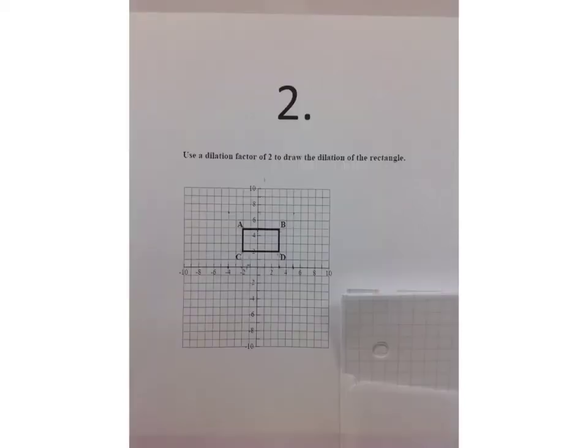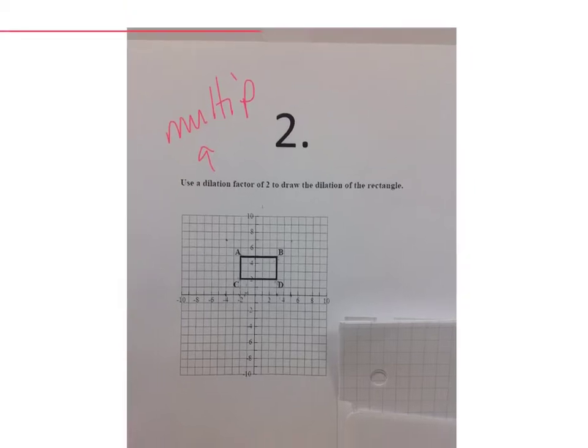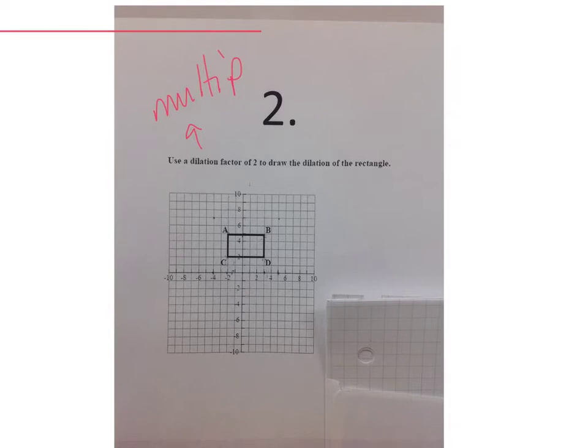Use a dilation factor of 2 to draw the dilation of the triangle. Dilation means to multiply. You're going to multiply by whatever your dilation factor or your scale factor is. So A, the point is at -2,5. The point B is at 3,5. C is at -2,2. And D is at 3,2.